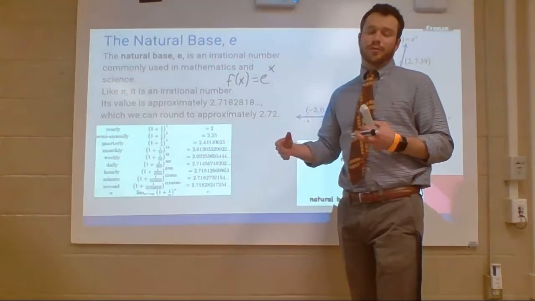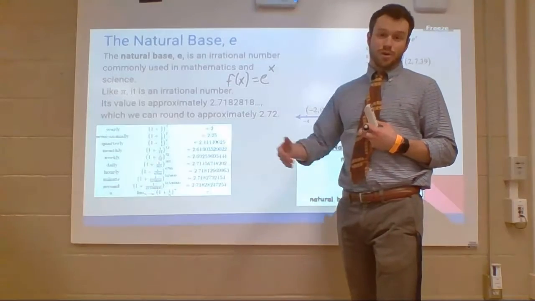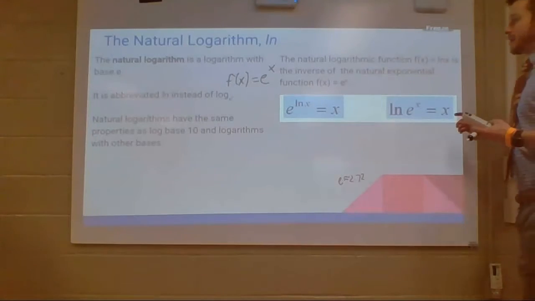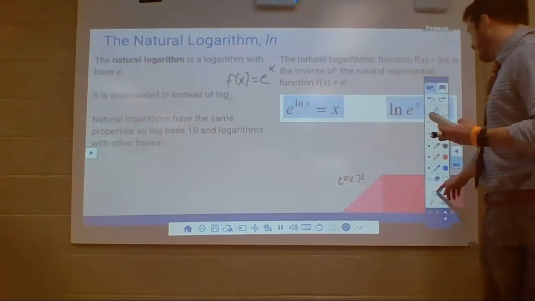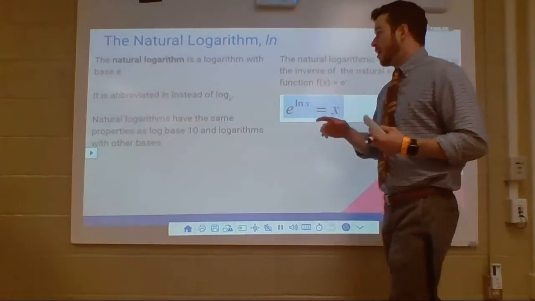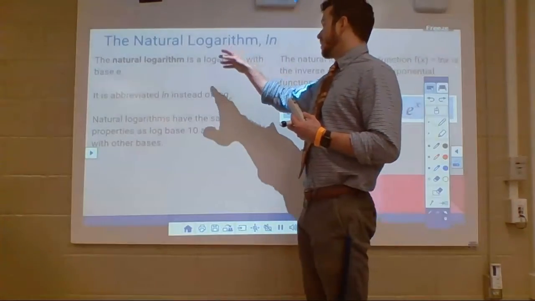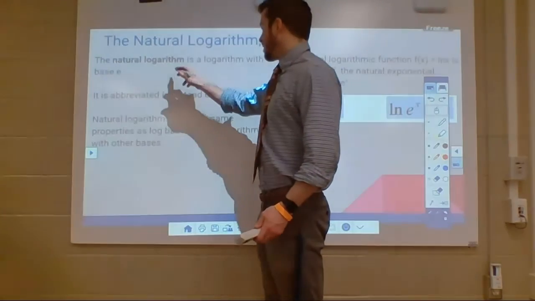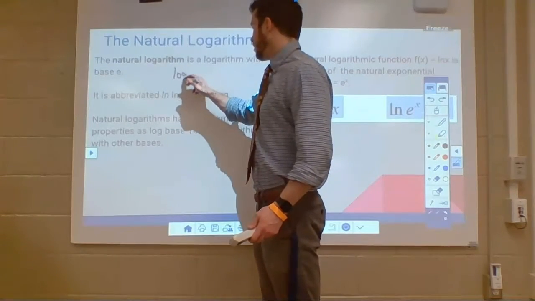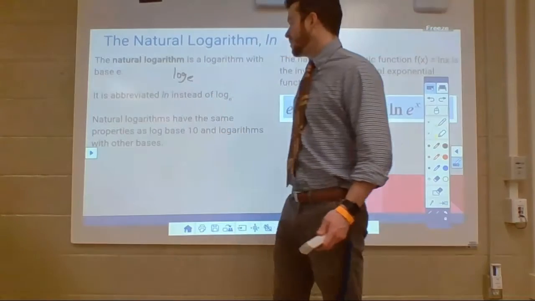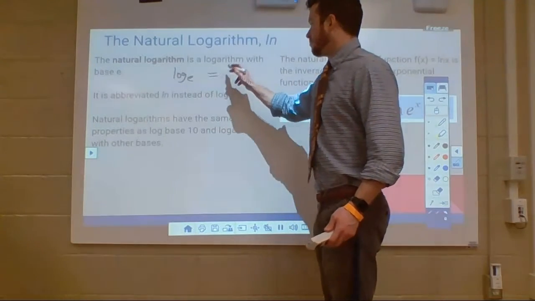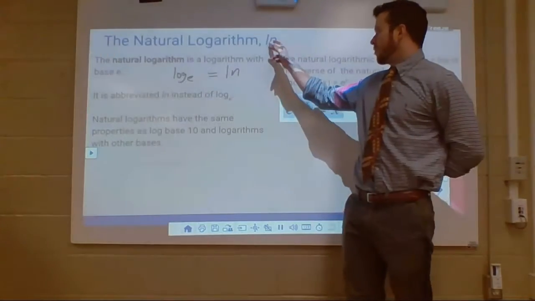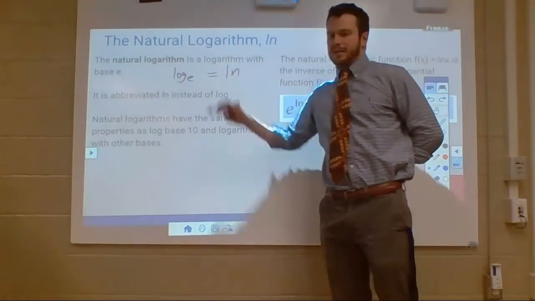Let's meet our other friend, ln. Let's move forward. Alright, so the natural logarithm, ln. The natural logarithm is a logarithm with base e. So instead of saying log base e, we would say ln instead. Okay? So this is just another way of writing log base e.